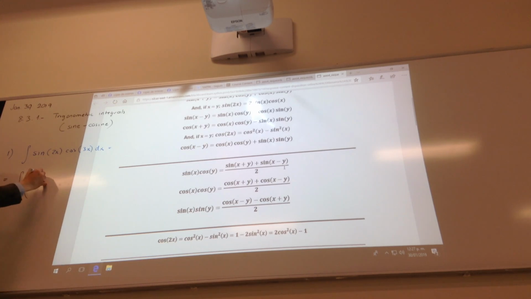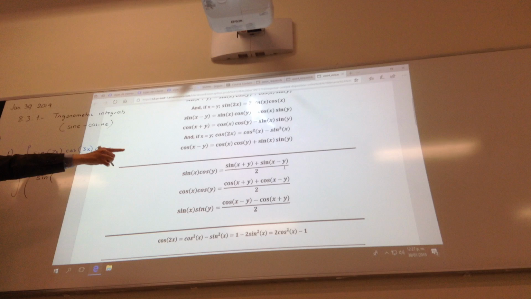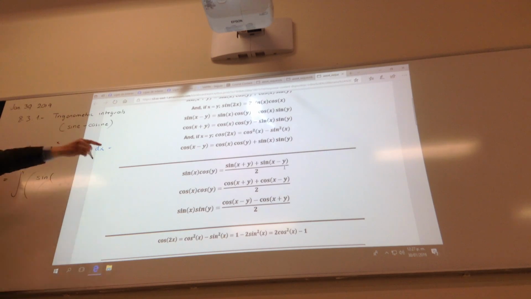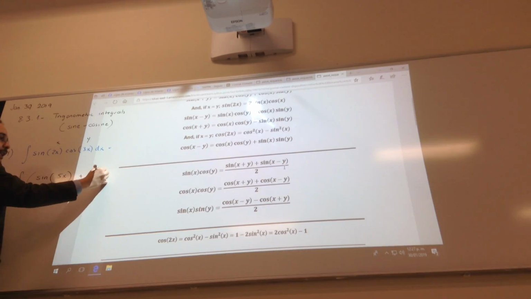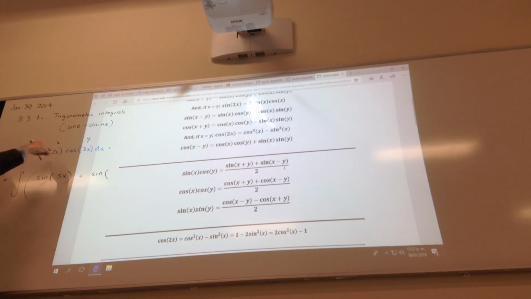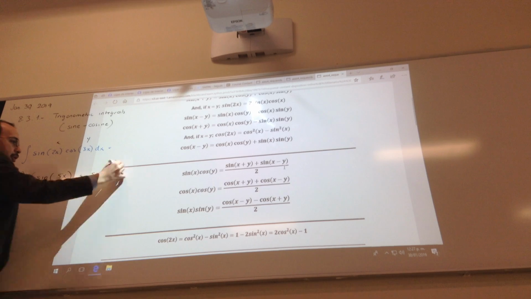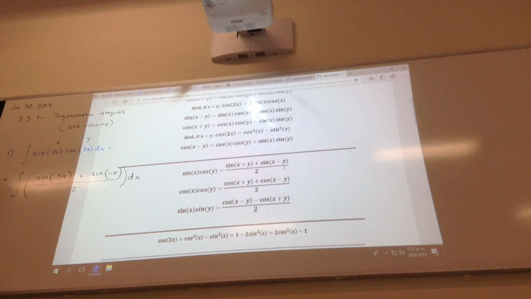If I apply that, it will be sine of x plus y. What's x? This is x in the formula, and this is the y in the formula. So 2x plus 3x, 5x. Plus sine again, but this time x minus y: 2x minus 3x, minus x. All of that over 2 dx. I just applied the formula to rewrite.